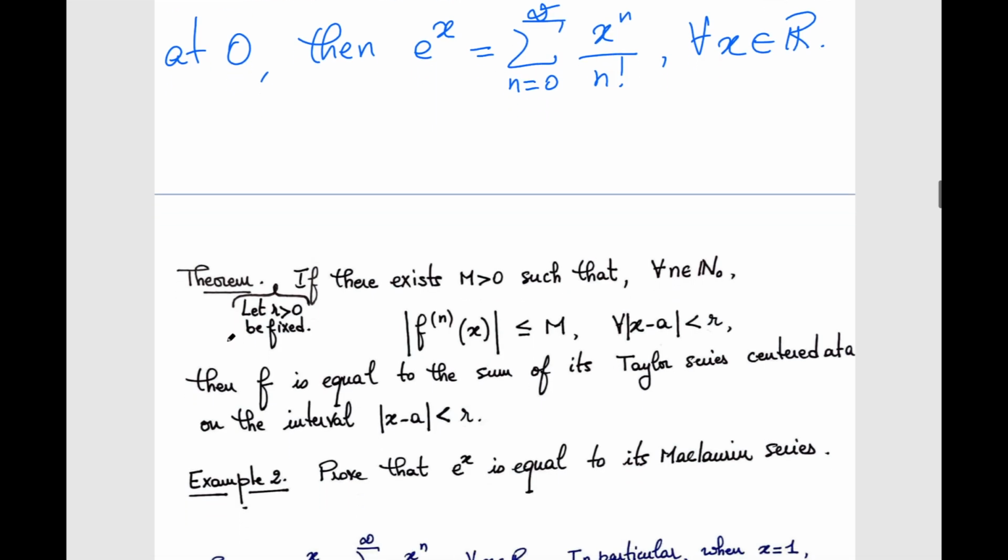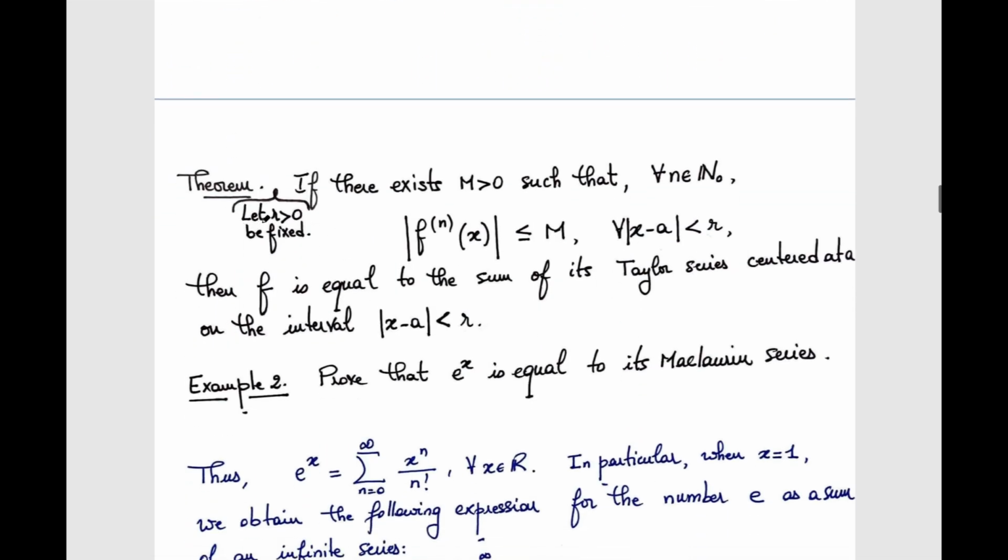It reads as follows. Let little r be a positive fixed number. Okay, so let r be a positive fixed number. If there exists a positive number m, such that for any non-negative integer n, the following happens. The absolute value of the nth derivative of f is bounded above by this number m, for any x, right? So it's bounded above in that neighborhood of a, of radius little r that's just fixed here.